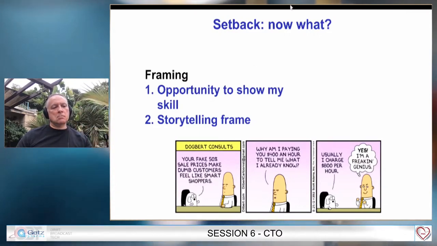One way to look at setbacks that are very common during CTO PCI is to frame them in the right way. For example, when something is difficult or doesn't go well, this can be seen as something unfortunate and bad, or it can be seen as an opportunity to show our skills, or as an opportunity to tell a story in the future about how we responded to this adversity in a positive way.